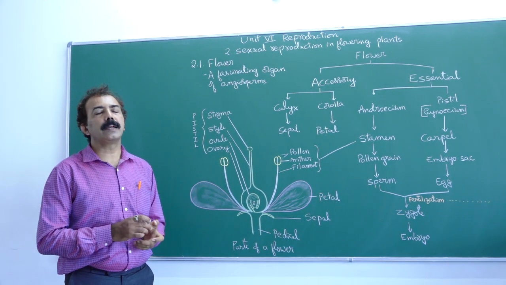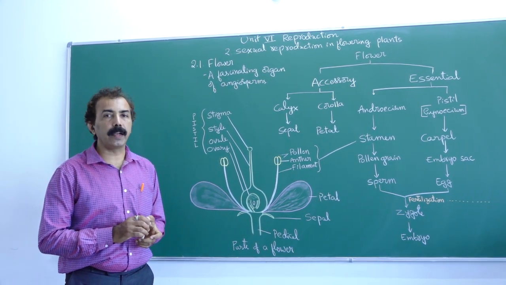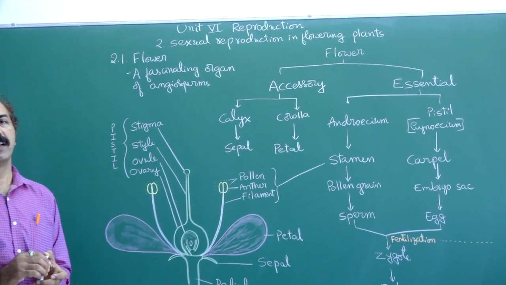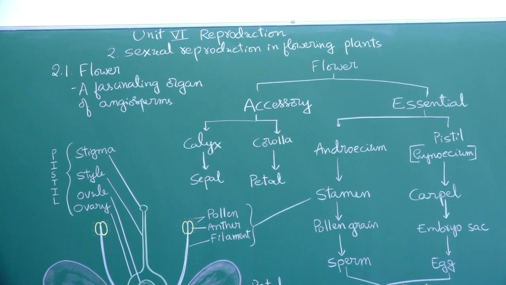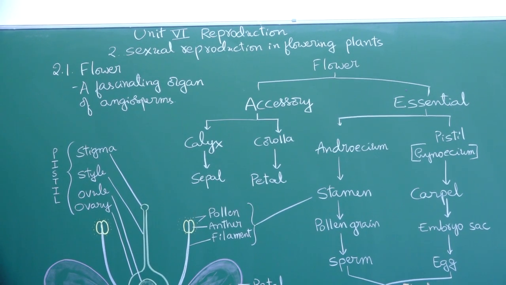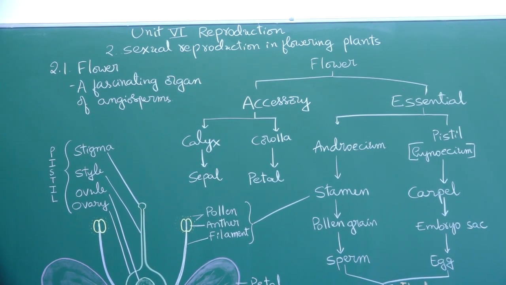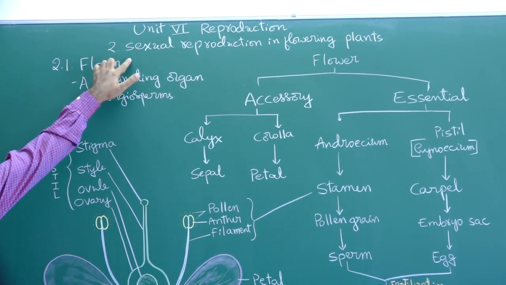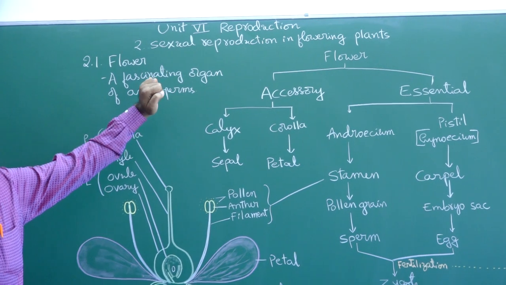Last year, chapter 3, we studied Plant Kingdom. We studied various groups under plants, namely the algae, bryophytes, pteridophytes, gymnosperms and angiosperms. And you know that angiosperms are commonly known as flowering plants.